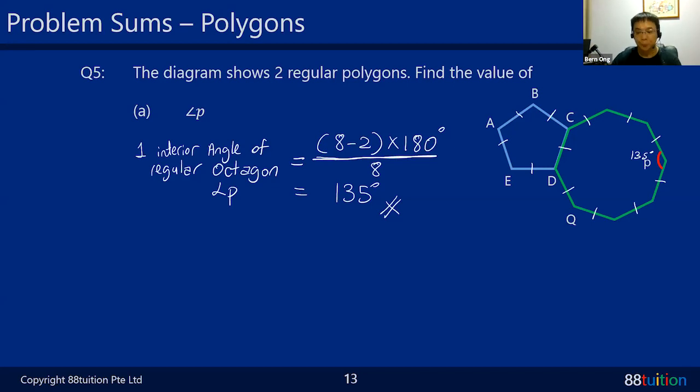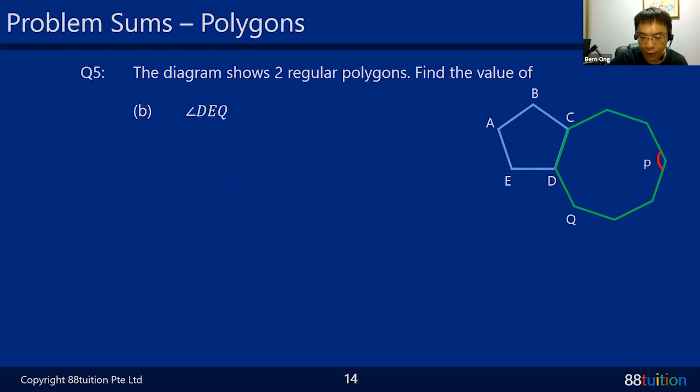Okay, easy. All right, polygon is a very easy topic. Next one. So this one is 135. Let me just write it in first. They're looking for angle DEQ.